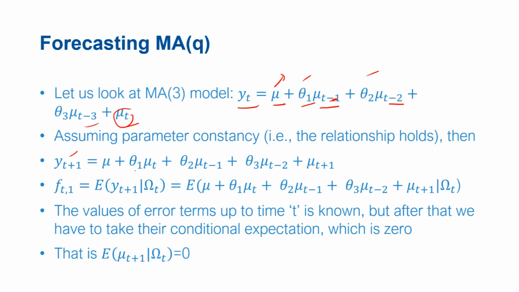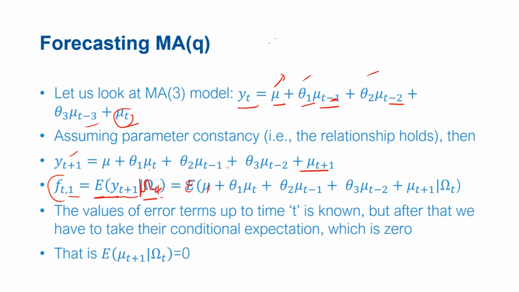So the model will become mu plus theta 1 mu t plus theta 2 mu t minus 1 and so on up till theta 3 mu t minus 2 plus mu t plus 1. In this model, we can obtain the forecast by simply taking expectation, which is essentially nothing but the conditional expectation of yt plus 1 using information available up till t, that is conditional on sigma t. So we'll apply the expectation operator, and the constant terms such as mu and theta 1, theta 2, theta 3 will remain unchanged and will be taken out.